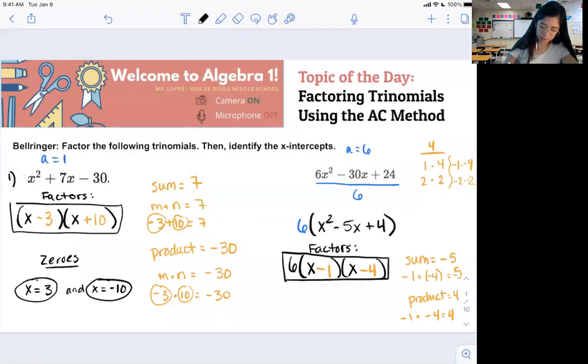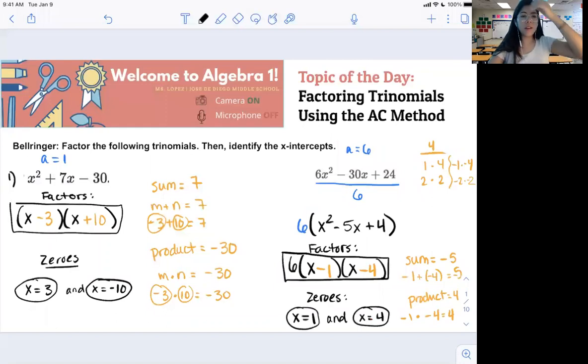Good. My zeros, we have to flip. So x equals +1 and x equals +4. So that is factoring in a nutshell. That was everything we worked on yesterday. So any questions? Go ahead, make sure that you have it all down. Take a picture if you need to continue working. Take a look at each step and let me know if anyone has any questions.